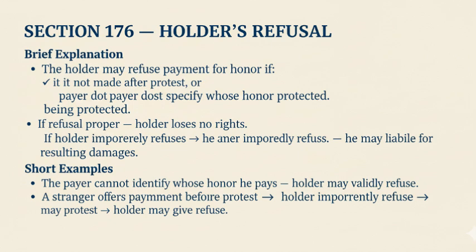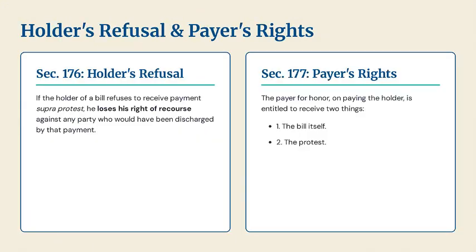Short example: the payer cannot identify whose honor he pays, so the holder may validly refuse. And another one, if a stranger offers payment before protest, the holder may validly refuse. So let's move on to Section 177, payer's right.